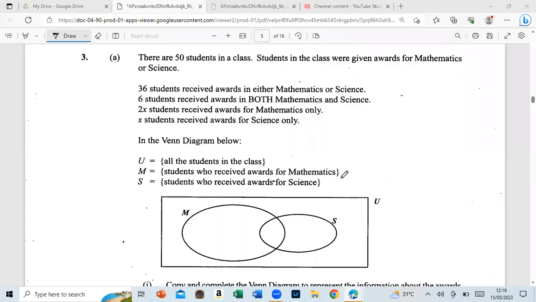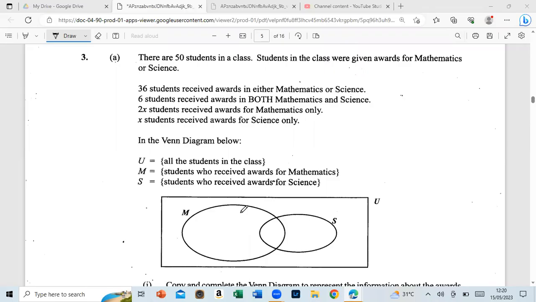Alright guys, sets cannot come on the exam because I think they took it off on paper one. However, I'm going to do this one the same way, alright? It says there are 50 students in a class. Students in the class were awarded for mathematics or science. So this is maths, and science. It says 36 students receive an award in either mathematics or science.